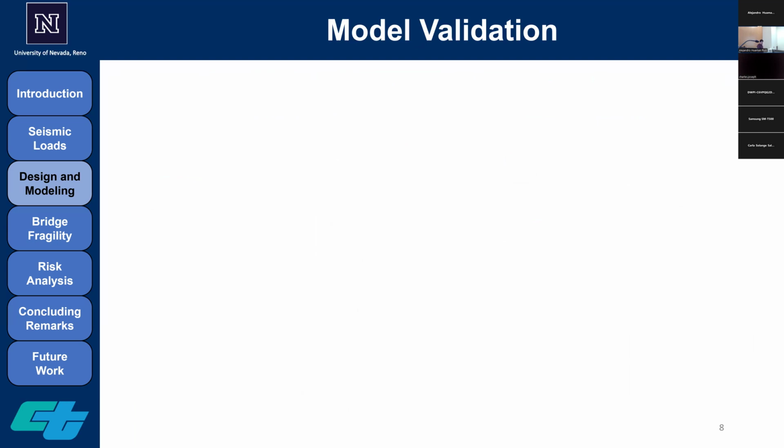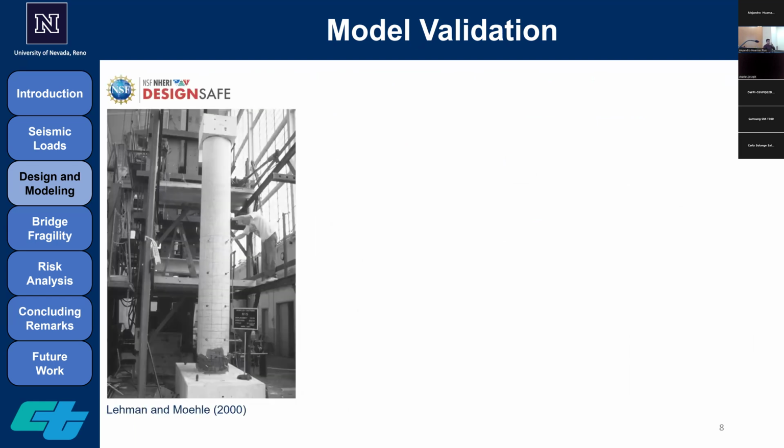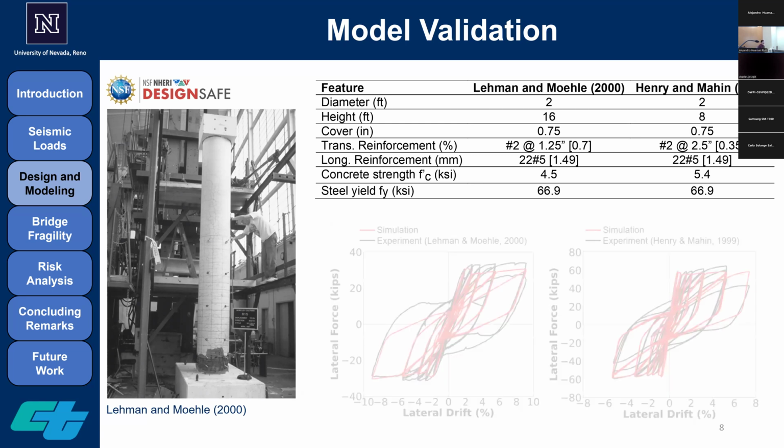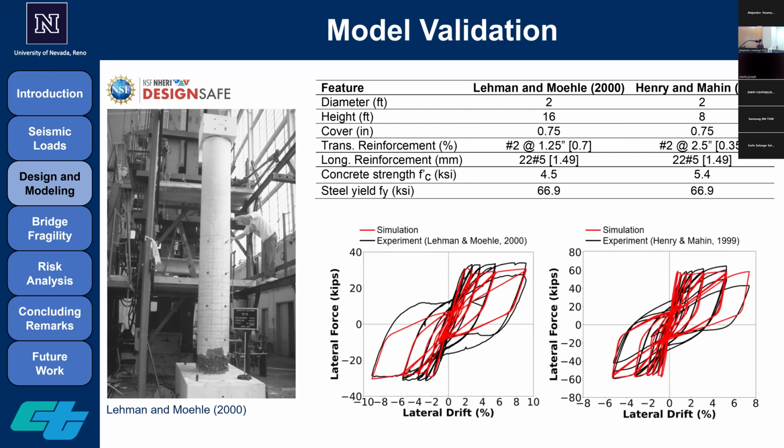So the design procedure itself is an iterative procedure. We need to make sure that the value extracted from the nonlinear model is accurate, or simply that our nonlinear model is working properly. So before finalizing the design, we have to make sure that these values are correct. In order to do so, we use some experiments in the literature to validate our numerical model. As you can see here, the one that we use goes for Lehman and Henry in around the year 2000, and you can see the results here.